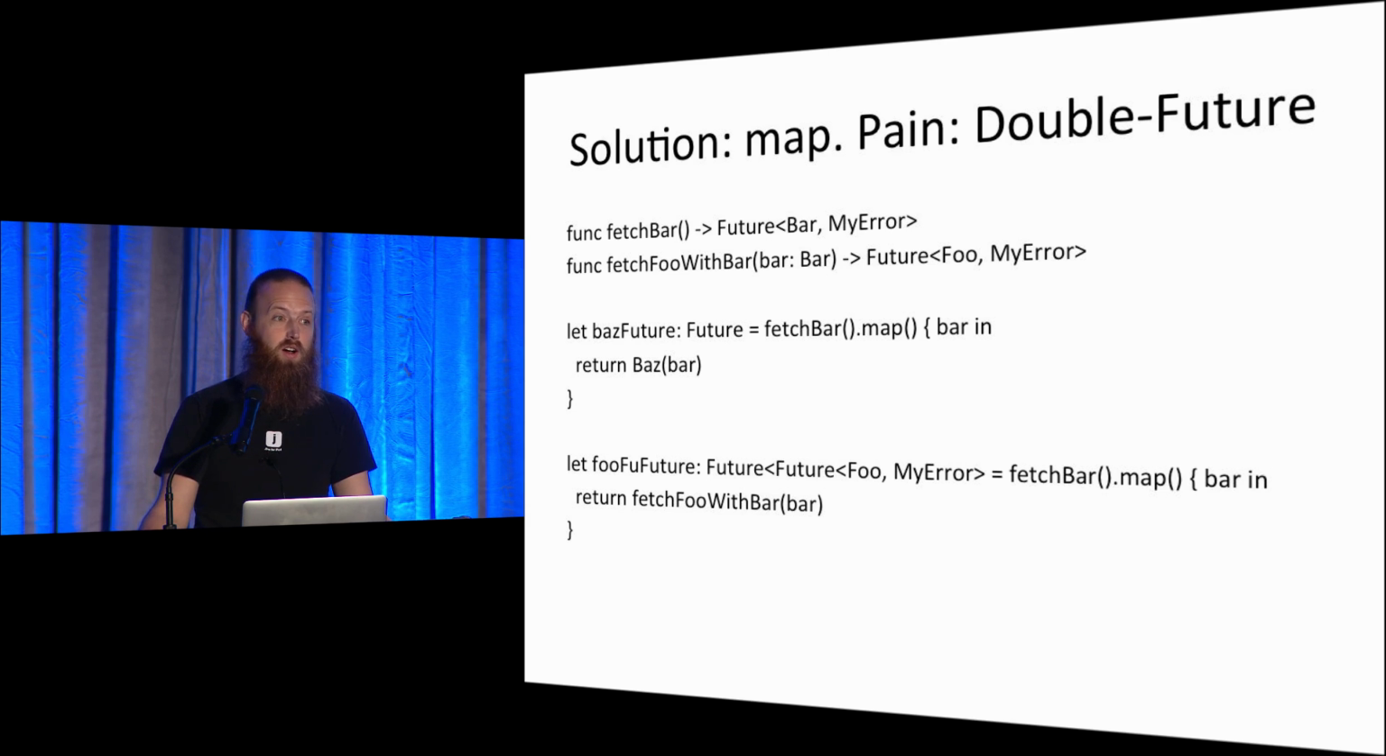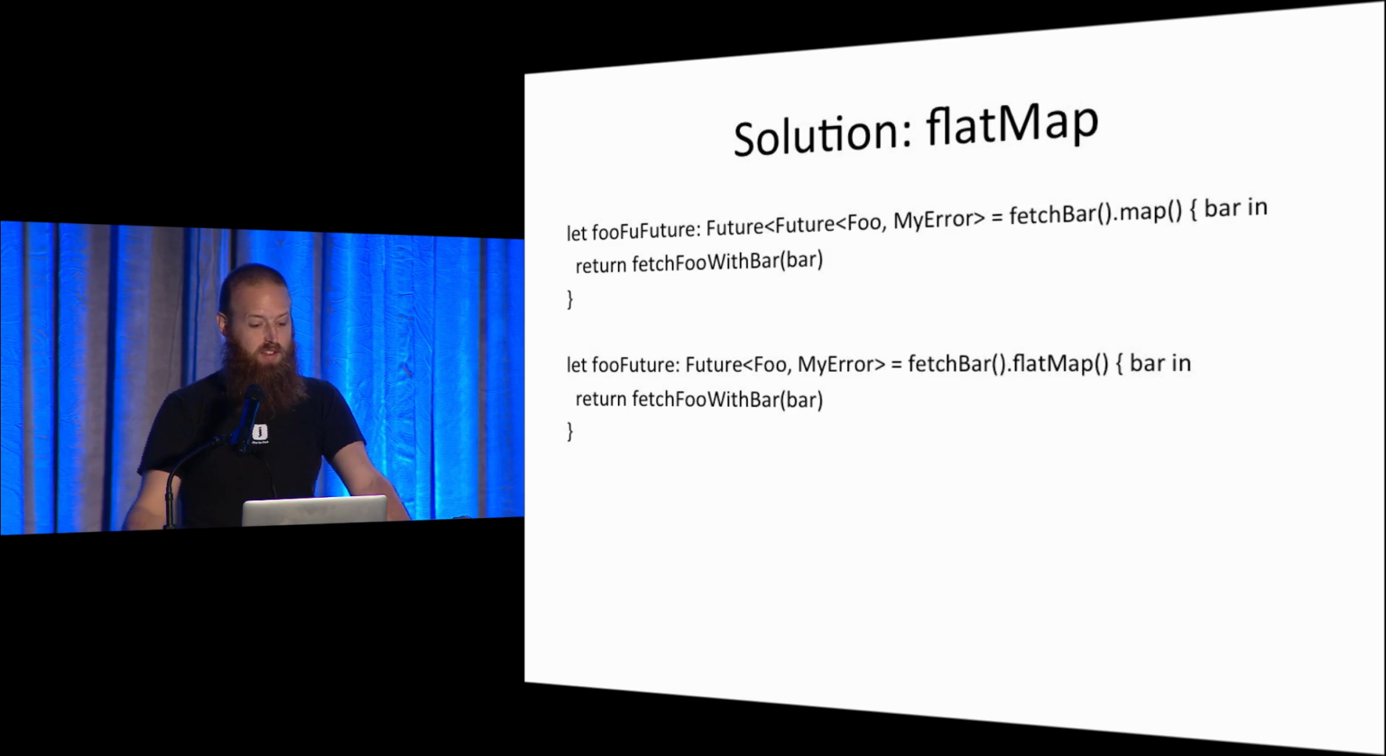But if you need to call another future inside, if you have to fetch a foo with your bar, then you end up with this double future problem, just like we had the double result problem, where you have your fetch foo with bar, which in turn, if you just use map, will return a future within a future. And so again, the solution there is flatMap. So we can, instead of using map, call fetch bar flatMap, and flatMap knows to use fetch foo with bars to return fetch foo with bars future if fetch bar succeeded, and to return bar's error if fetch bar failed.